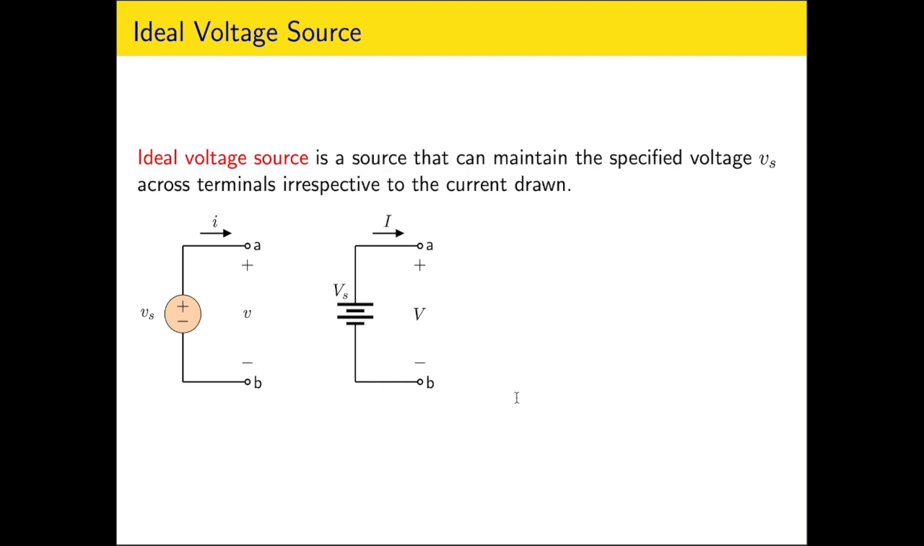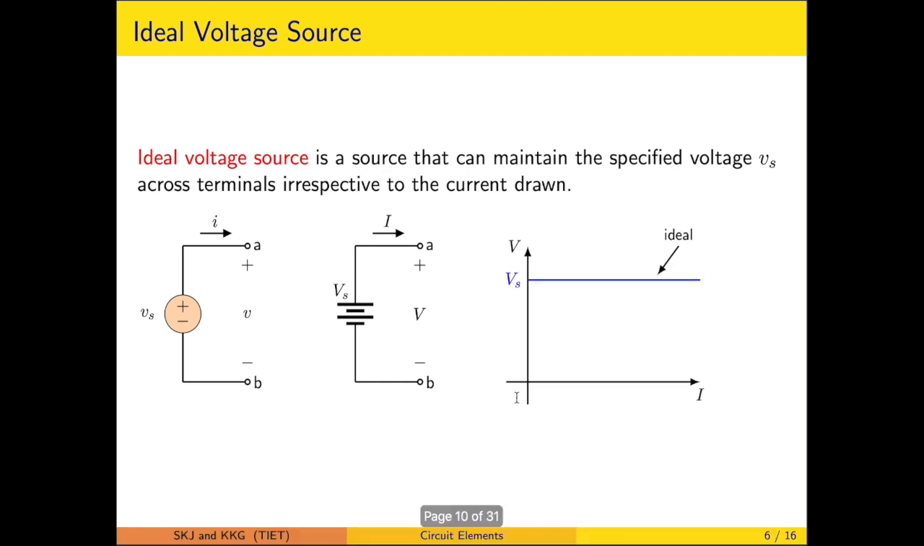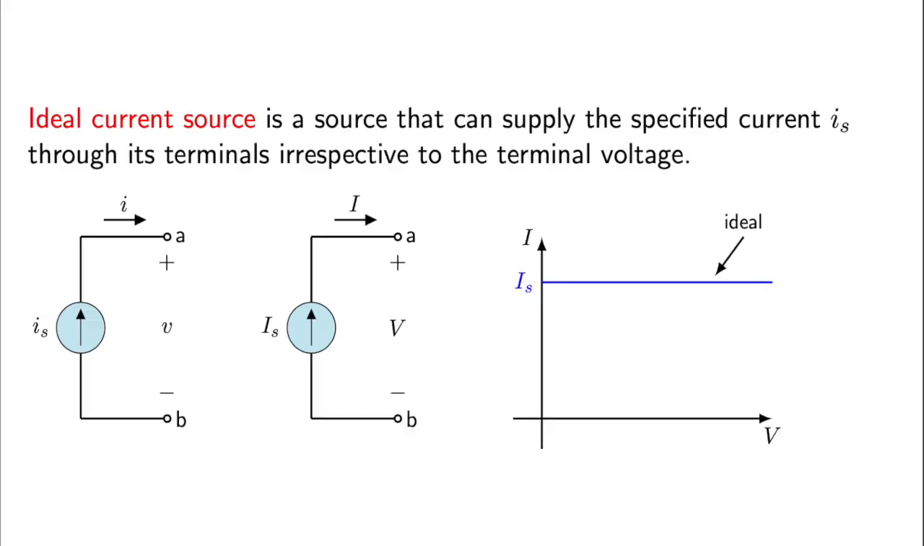So if we take I as the variable on the x-axis, then the voltage is on the y-axis. This particular characteristic has a representation like this. As the current level is increasing, the voltage is maintained constant. Along with the ideal voltage source, there is also a representation of the ideal current source. The current source is represented by a circle with an arrow. This arrow points in the direction of the current supplied.